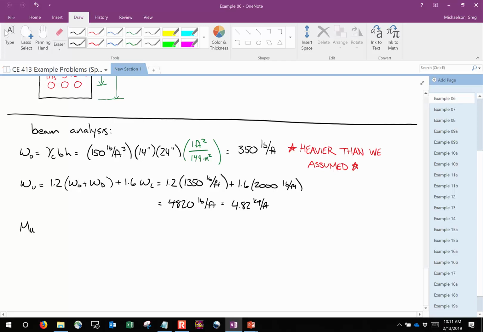So next comes the MU, and that's WL squared over 8. Remember, simply supported beam, uniformly distributed load. If you aren't comfortable with using these types of formulas, just do the structural analysis. Draw the shear diagram, draw the moment diagram. So 4.82 kips per foot times, how long is this beam? 22 feet squared over 8. And so MU equals what?